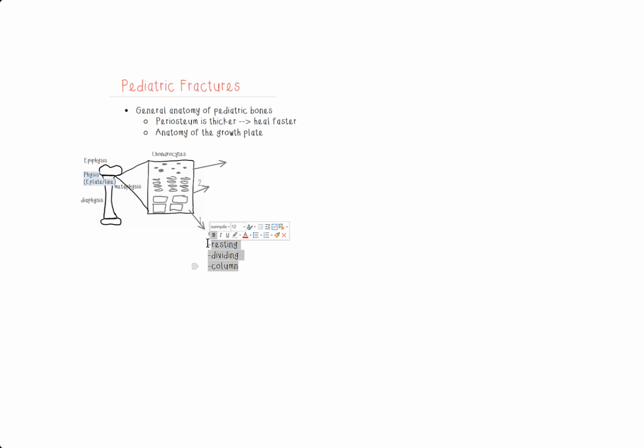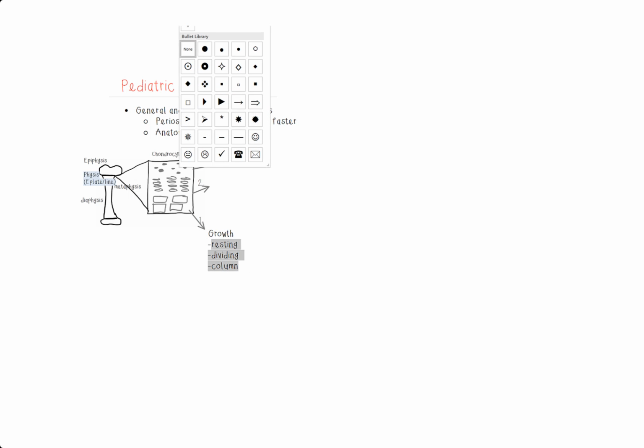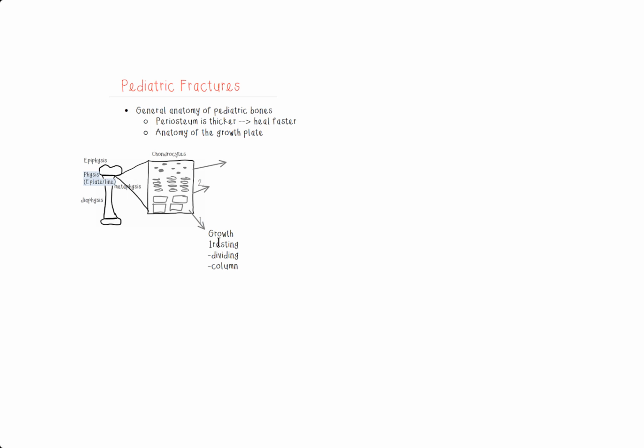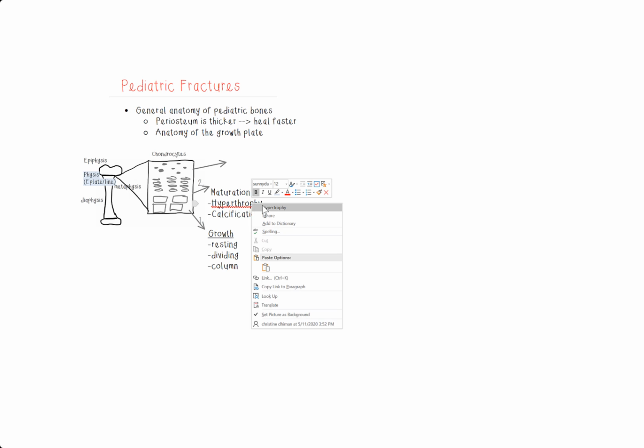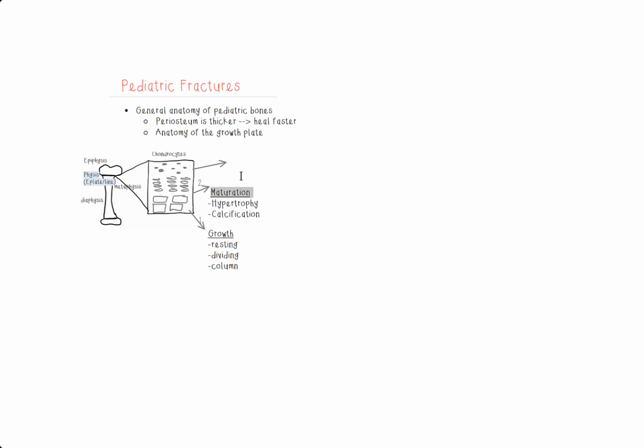So the first step is growth. At this stage, they're pretty much resting, dividing, and forming into little columns. I like to think of this phase as the Netflix and chill group. Now the second phase, this one is where they're maturing. This is where the chondrocytes will start to increase in size. We call this hypertrophy. And they'll start to calcify. That's the result. You can think of the Netflix and chill and getting pregnant and growing a baby. Don't ask me where I come up with these examples, but you'll never forget them now.